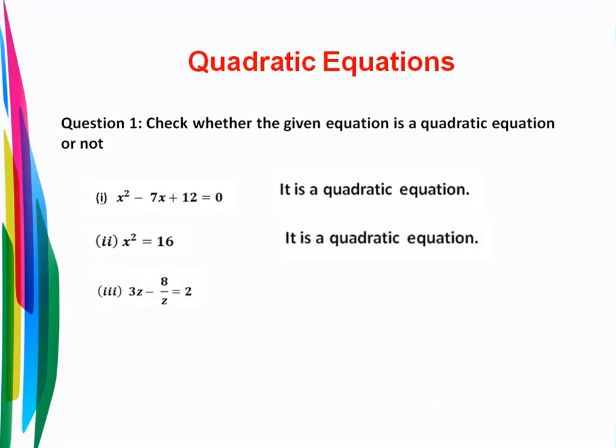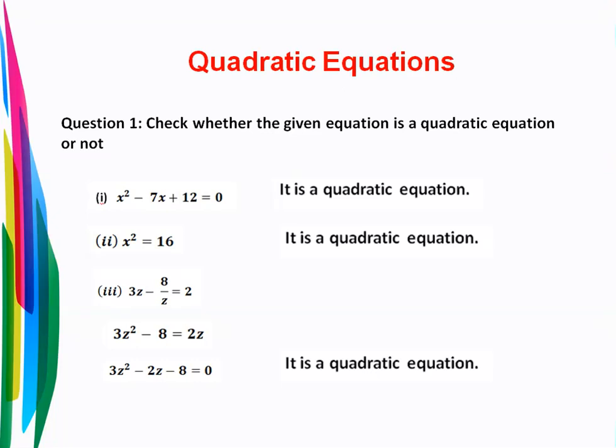Next, 3z minus 8 upon z equal to 2. First we will simplify this equation. How to simplify? We will take the LCM. After taking the LCM we get 3z square minus 8 equal to 2z. Rearrange the terms, I get 3z square minus 2z minus 8 equal to 0. Now I can see that the highest power of z is 2, so it is a quadratic equation.